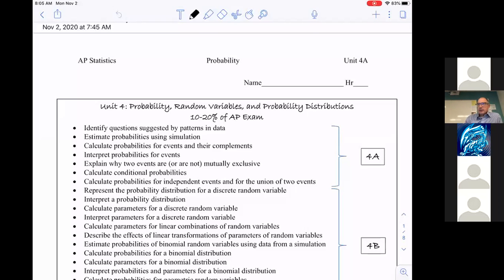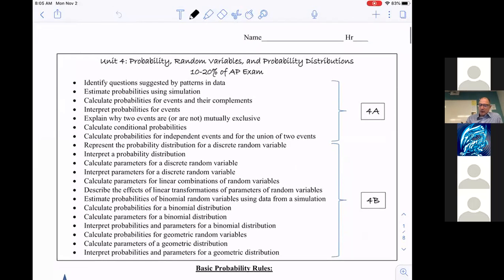Okay, so unit 4 is going to be our last unit for the semester. Actually, we're going to spend the rest of the year talking about probability. 4A is the unit we're going to cover right now. We're going to knock that out notes-wise within the week.